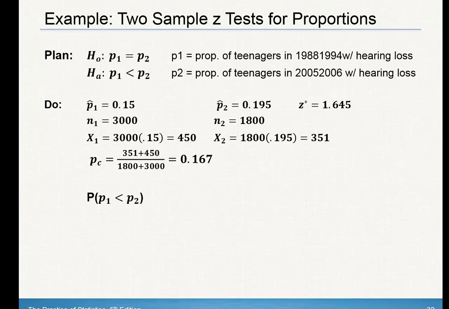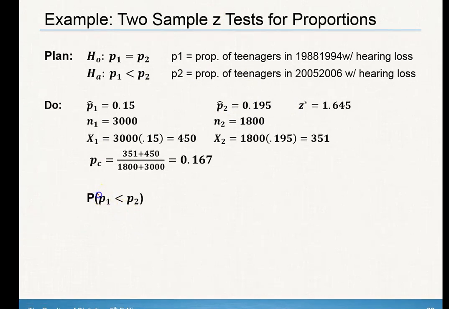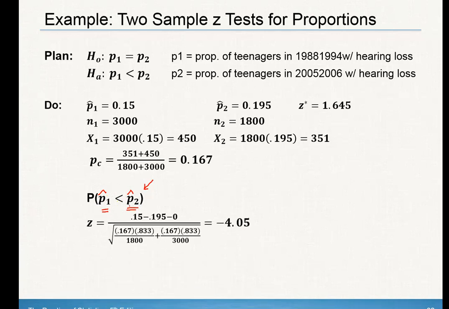Now, what probability are we checking? We're checking the probability that P1 is less than P2. Now, make sure whenever you are checking these probabilities, this is always going to be in terms of your sample, so this needs to have a P hat on it. Why is that? Because when we actually do the calculations, we are checking to see if the sample proportion of 1 is smaller than the sample proportion of 2.